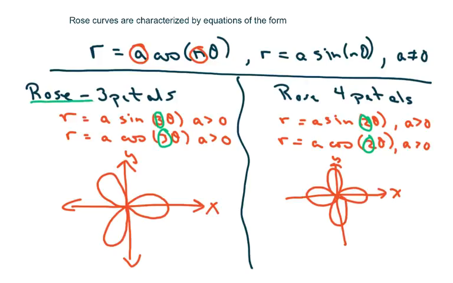So this one would be a rose with 3 petals. So something like this. And this one would be a rose with 4 petals like we just did, when your argument is 2 theta. And again, we'll do some more of these problems where we have to graph them and we can see some differences.